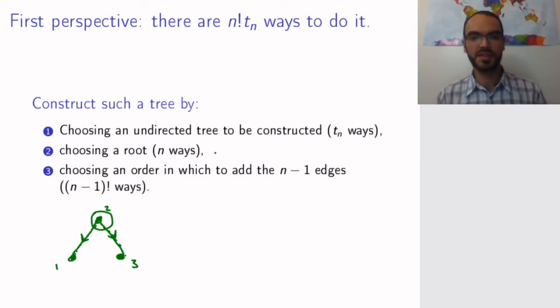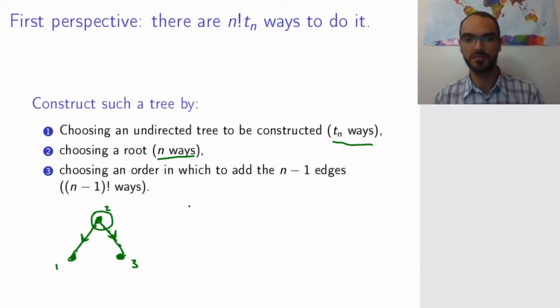So in how many ways can this be done? Well, first of all, how many undirected trees can I have? That's Tn ways. So the first choice I did, the choice of possible underlying trees, the choice of edges to be constructed in my tree, this can be done in Tn ways. Then I have n vertices, and so I have n ways to choose which vertex to be my root.